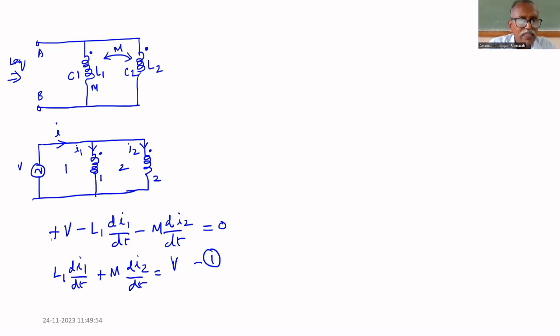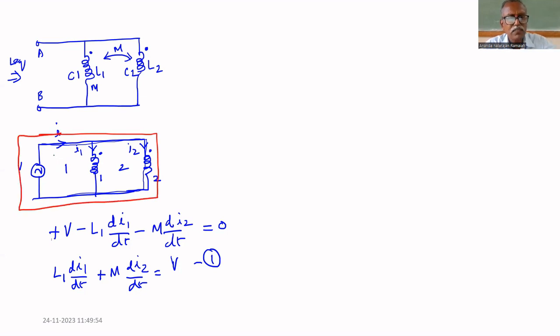The second loop I am going to take this way. This is the second loop, and the first loop is this. I am going to take the second loop following the red path. For that, applied voltage is V, then plus V minus L2 di2 by dt, because the inductance here is L2.